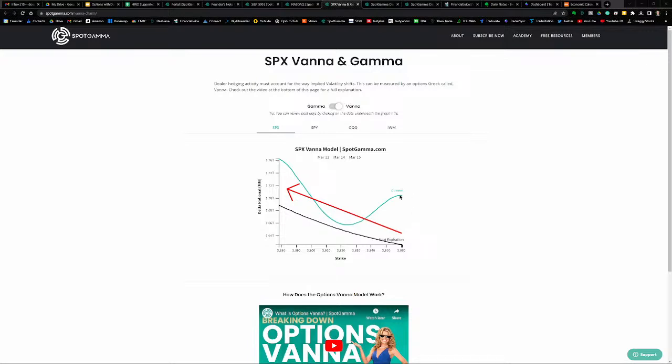And that change in implied volatility is shown by this green curve, which is the current expiration, and that's showing how market makers' delta notional changes with changes in price and with changes in implied volatility, and that's the Vanna effect. And then the black line is showing how market makers' delta notional changes as time passes, and that is the charm effect, the change in delta as time passes. So that is SPX.